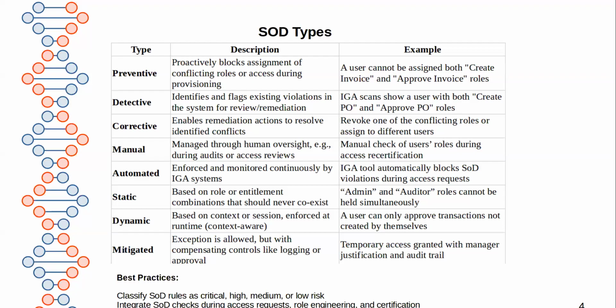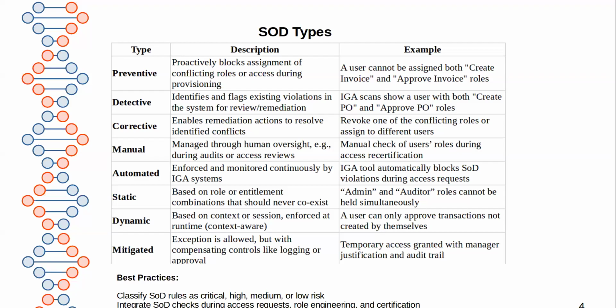Similarly, we have corrective types of SODs. They enable a remediation action to resolve identified conflicts. Corrective SOD means you are supposed to correct it: revoke one of the conflicting roles or assign it to a different user. So in corrective, what we are doing is revoking the conflicting roles and assigning them to a different user.